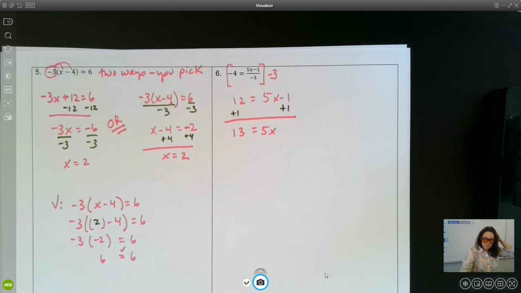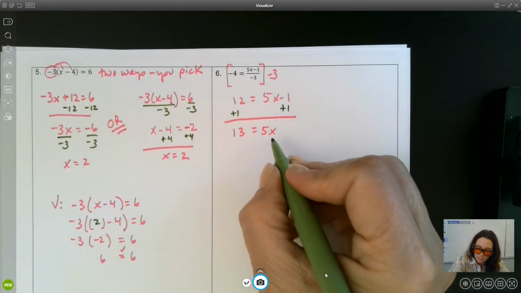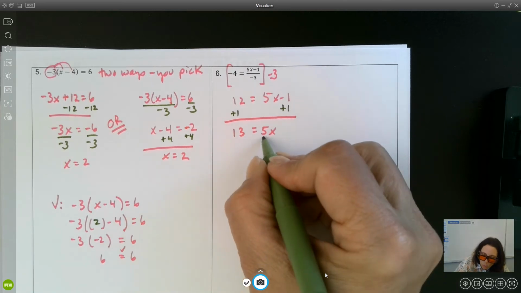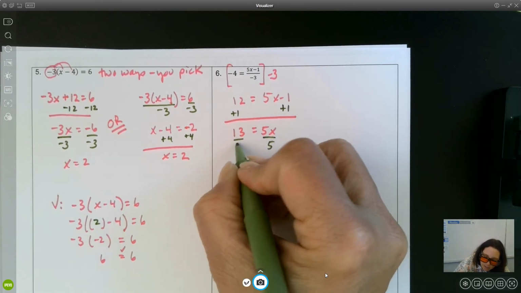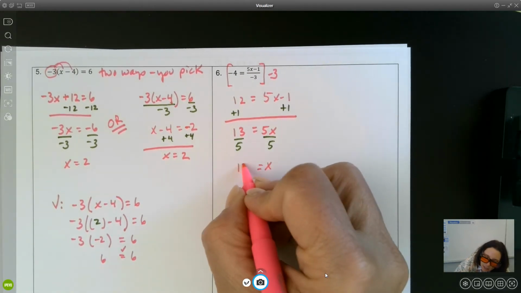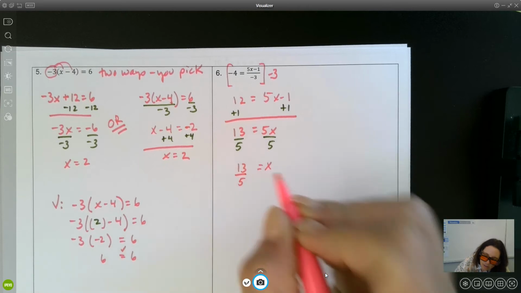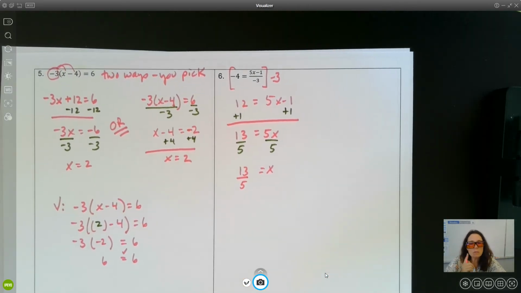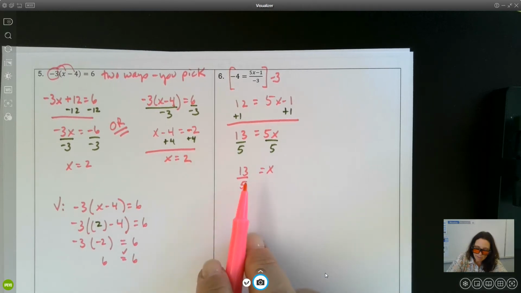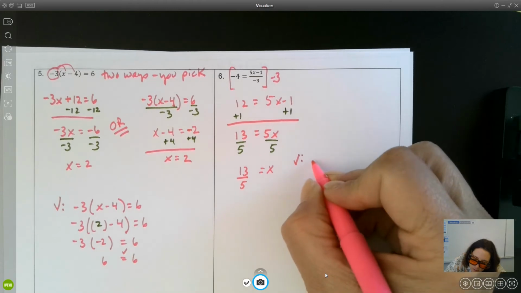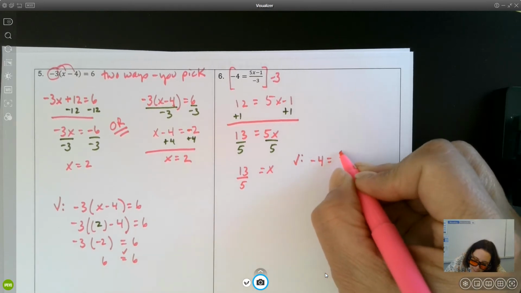Okay, well, this is our first kind of gross looking one. If I have 5 times x, wouldn't I take a fifth of both sides or divide by 5? Well, 13 doesn't divide by 5. Guess what? That's our answer. 13 fifths. Okay, now the check for this is going to be ugly because we've got a fraction inside of all this junk. Okay, so let's rewrite this problem.